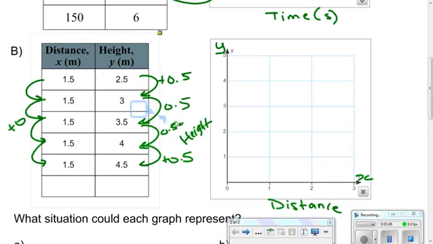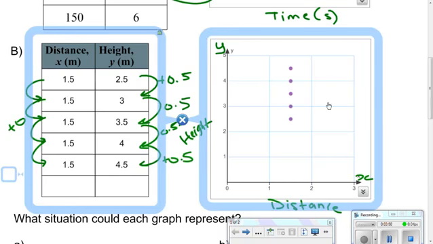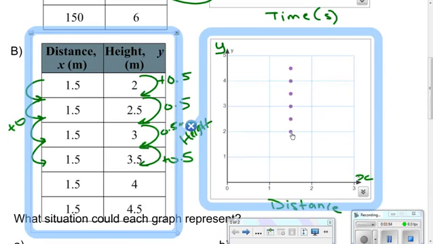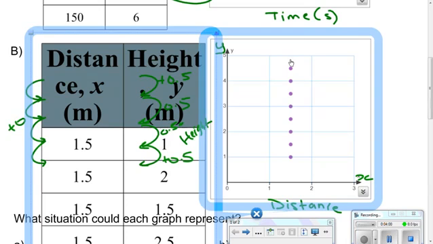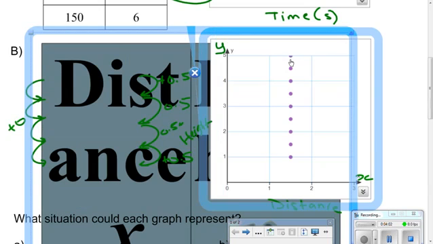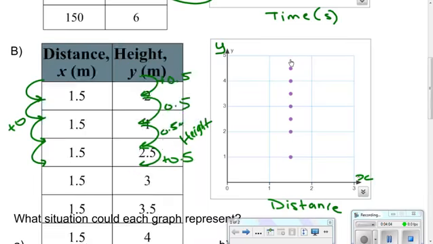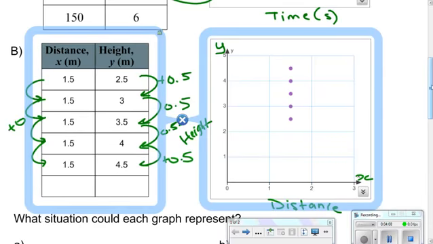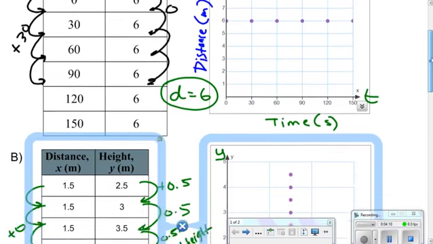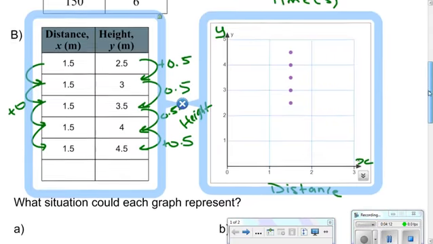So no matter what, if I add another point, it's at a distance of 1.5 meters, but the height changes. So those are just a couple of different data sets, so we can have either a horizontal line or a vertical line.